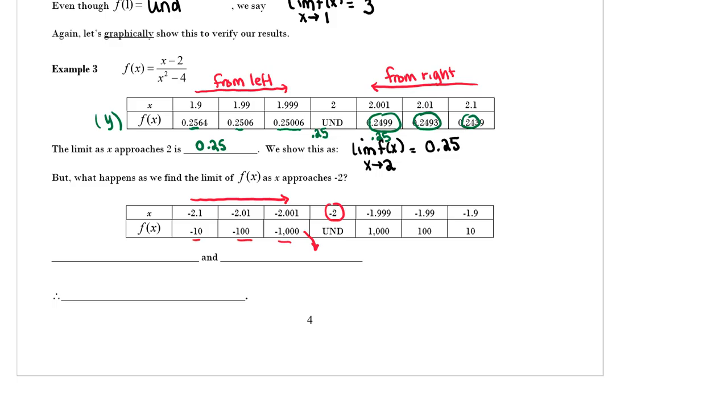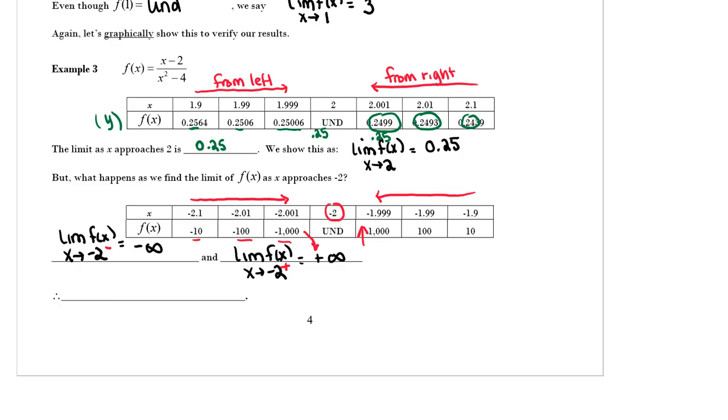And as our x values approach -2 from the right, the y values here just continue to go up and up and up and up. So in this instance, we have two different limits. We've got the limit of our function as x approaches -2 from the left, which is equal to -infinity. And we've got the limit of our function f of x as x approaches -2 from the right, which is equal to +infinity.